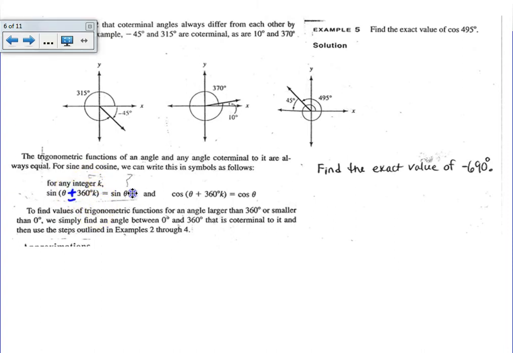But let's continue. The question is, find the exact value of negative 690. So if I take negative 690 and I add 360, that's not going to be positive yet. So I'm going to add 360 again. And I think that brings us up to 30 degrees. So I don't know what they want exactly. They don't tell us. I think they wanted something like cosine or sine? I'm not sure what they're going for here, so we're just going to skip it. I tell you, one day when I get to rewrite these notes, they're going to look beautiful.